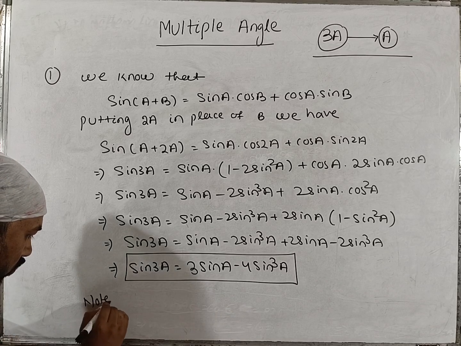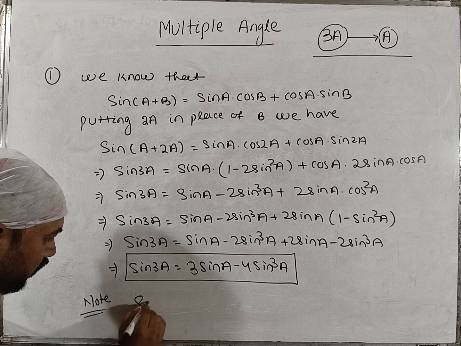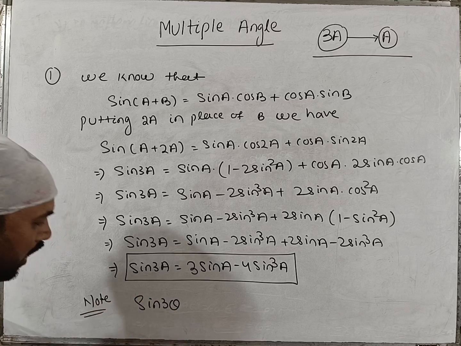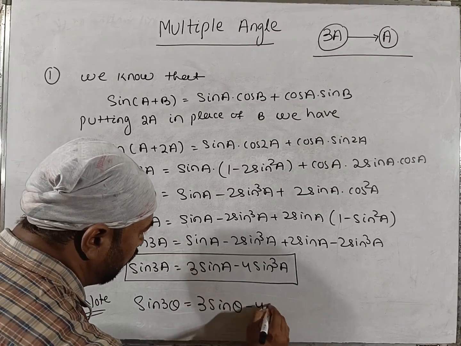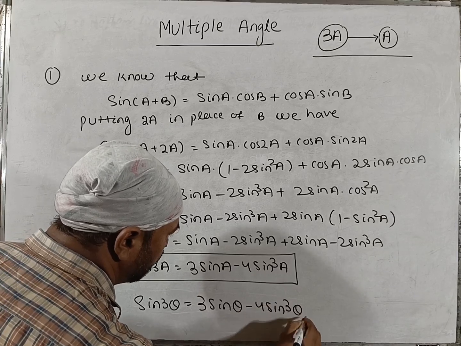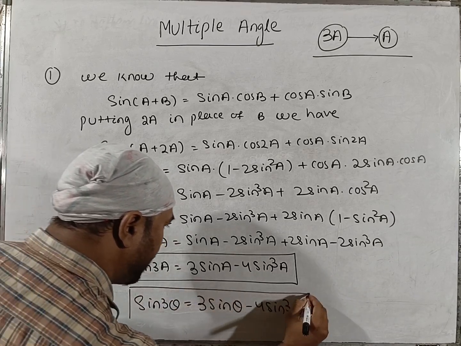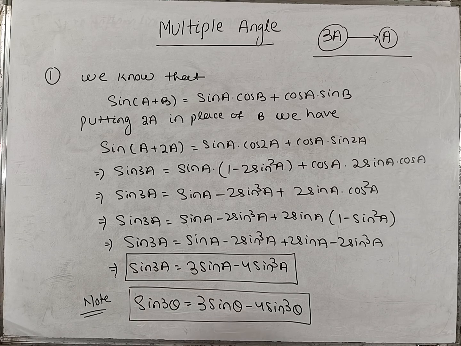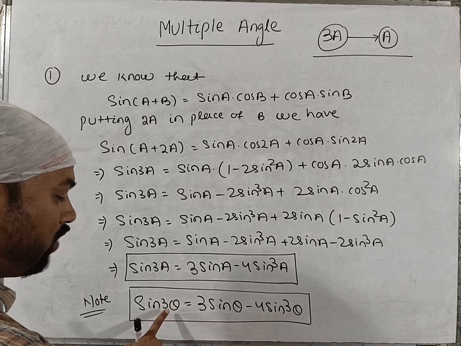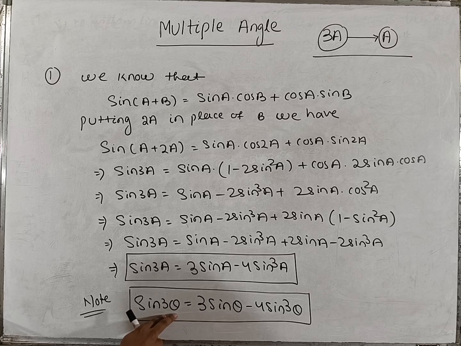Similarly, we can write sin 3 theta is equal to 3 sin theta minus 4 sin cube theta. Whenever the problem will be in the form of theta, then we have to apply the formula of sin 3 theta.